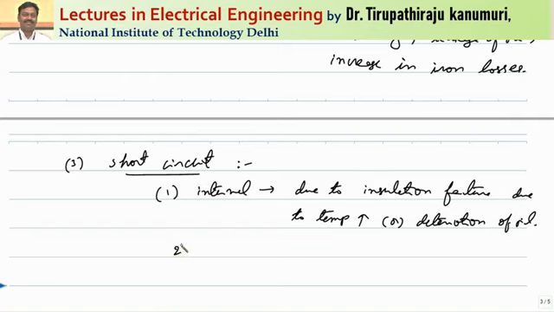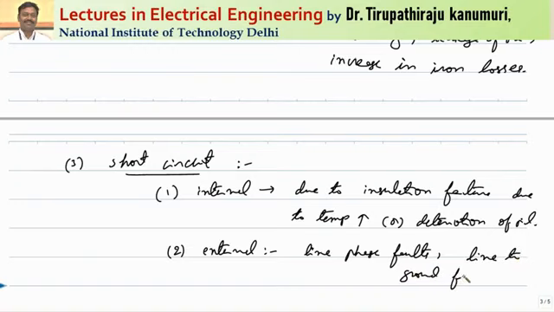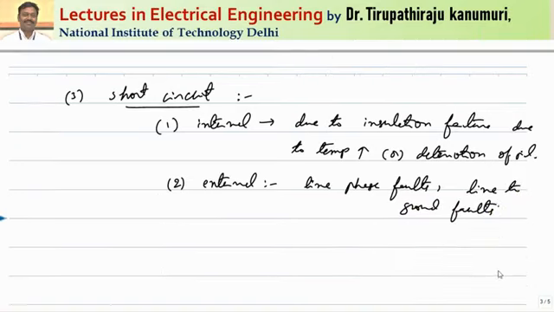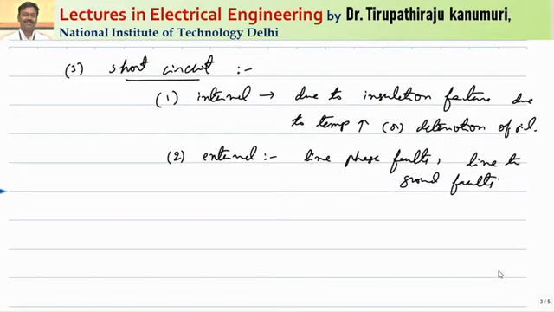And the next type of fault can be the external faults. The external faults mean the faults that are happening outside your transformer. That means line to line, phase faults, and line to ground faults. Generally these faults happen outside the transformer. So in order to protect against those faults, differential protection cannot be employed. So we have to go for overcurrent protection for these.